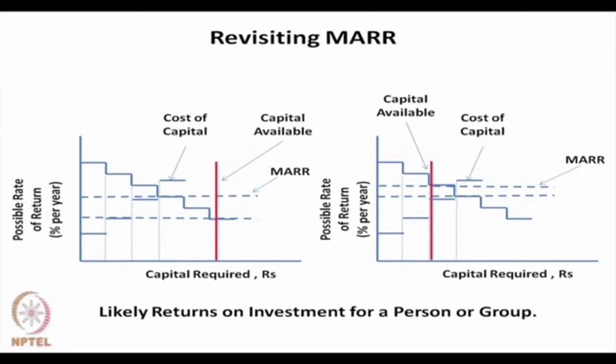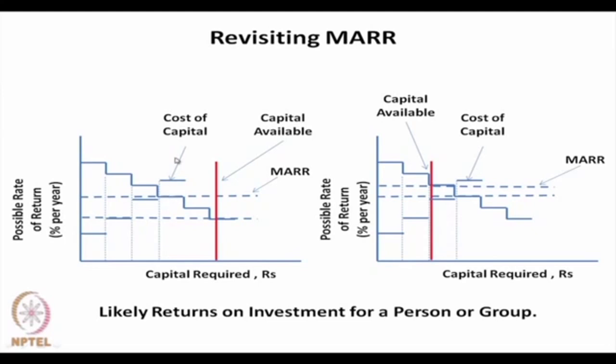So, naturally, he would not like to go for a higher capital. He would restrict himself to probably only these three projects, first project, second project and third project, because the third project gives him profit higher than the cost of capital, whereas for the fourth project, the cost of capital is higher and the rate of return from this project is lower. So, he would not take this particular project, he would be happy with the earlier ones, and therefore, his minimum attractive rate of return would be the rate of return associated with the project that he has forfeited.